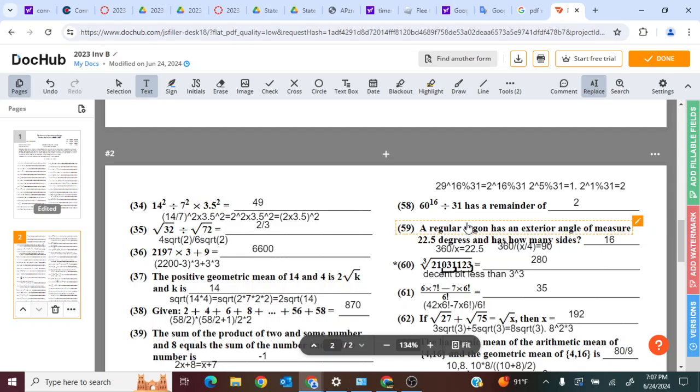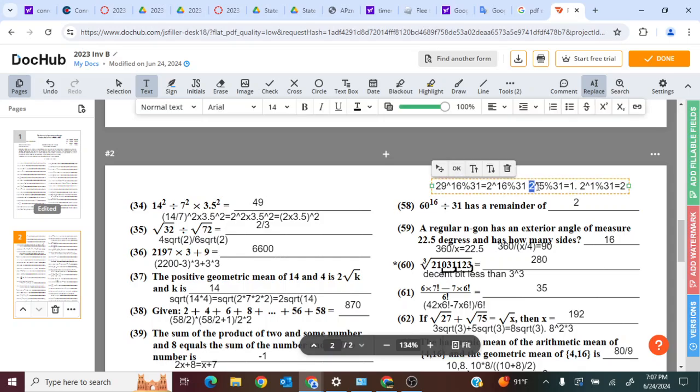Okay, 58 to the power of 60, divided by 31 has a remainder of what? Well, okay, 29. This is equal to 29 to the power of 16 mod 31, and 2 to the power of 5 mod 31 is 1, which means it resets every time 2 is raised to the power of 5. So now you can take this 16, find the remainder when that is divided by 5, which is 1, and then just do 2 to the power of 1 to get 2 as your remainder.